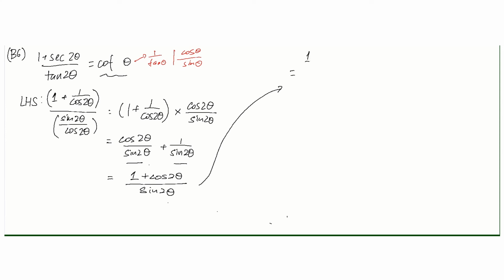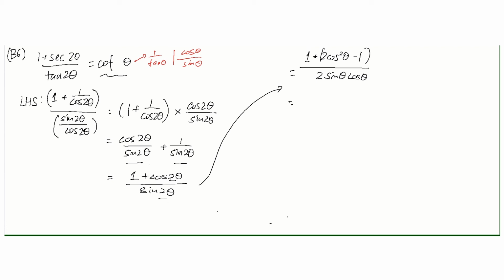Now what I know is this: cosine 2 theta is actually 2 cosine square theta minus 1. And sine 2 theta is actually 2 sine theta cosine theta. Now you realize I want to reduce all the double angles that we have to single angles, because ultimately at the end of the day we are working towards a single angle here.